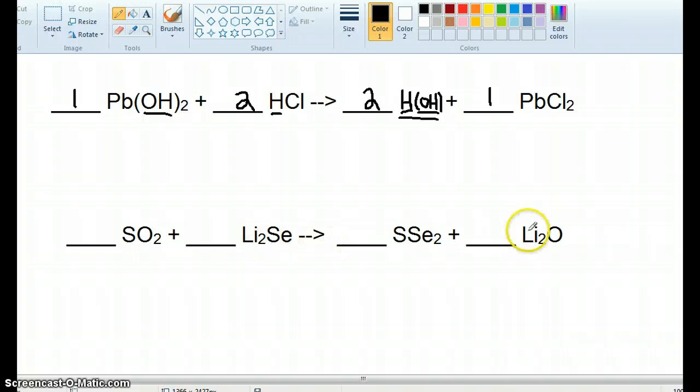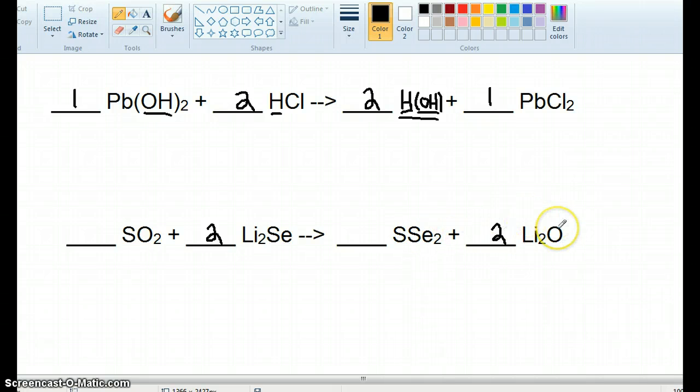Well, I have 2 lithiums on the left, and I have 2 on the right. Good to go. There's nothing I need to do there. But I go to selenium, and I have 1 on the left, and I have 2 on the right. So I'm going to add a coefficient of 2. But me adding that 2 has actually messed up my lithium numbers now. So I have 2 times 2, which is 4 lithiums, but only 2 on the right. So I'm going to add a coefficient of 2 on this side as well. So now I have 4 lithiums and 4 lithiums, 2 selenium, 2 selenium.